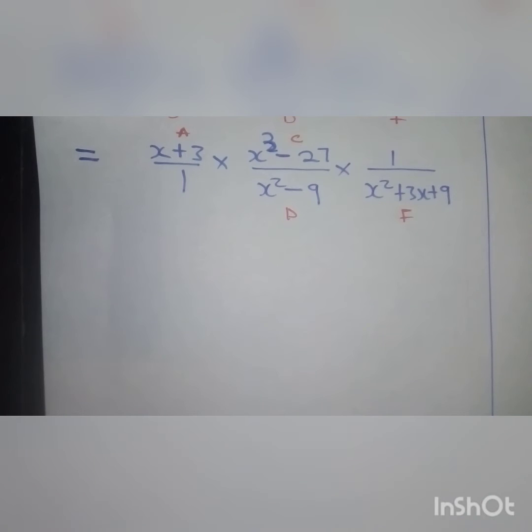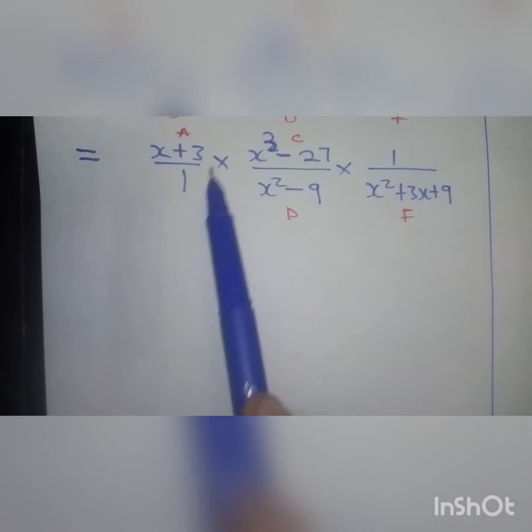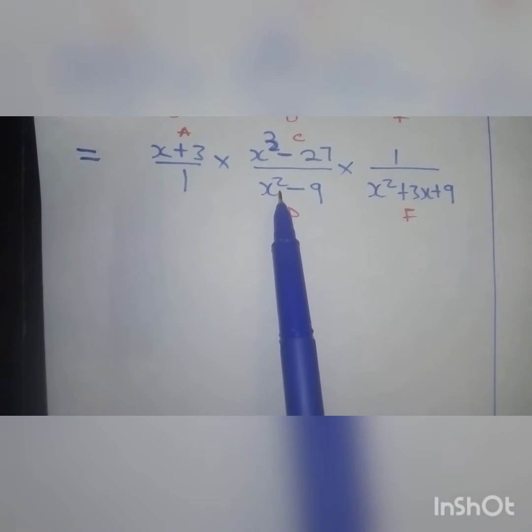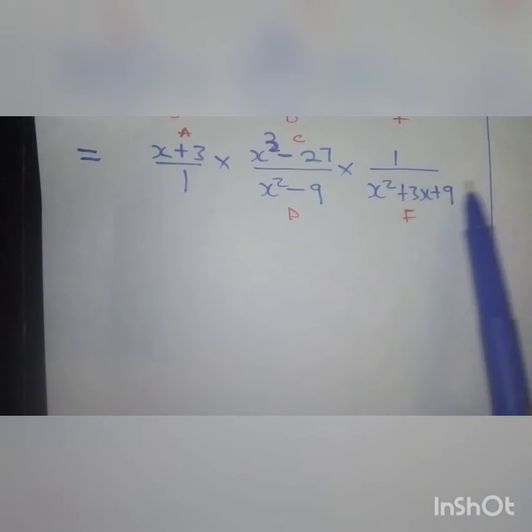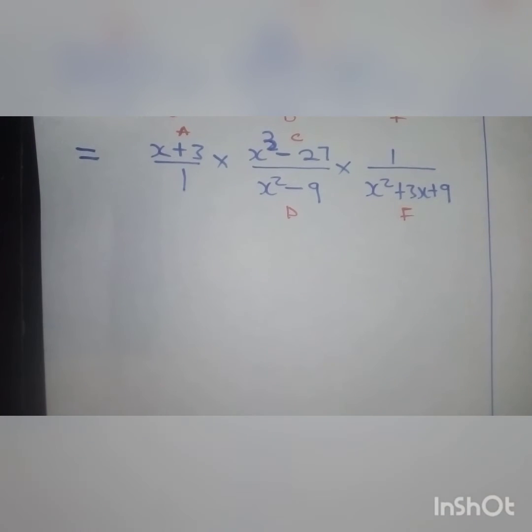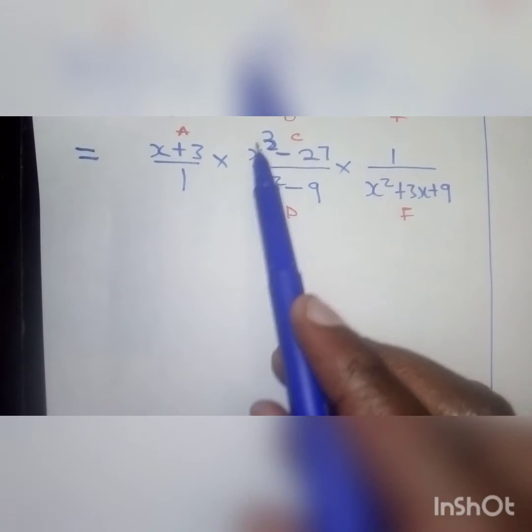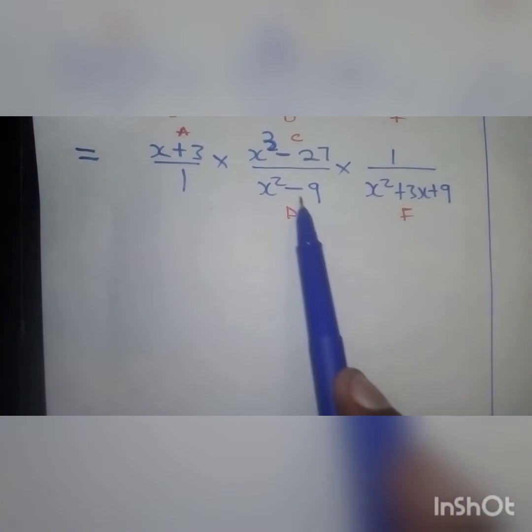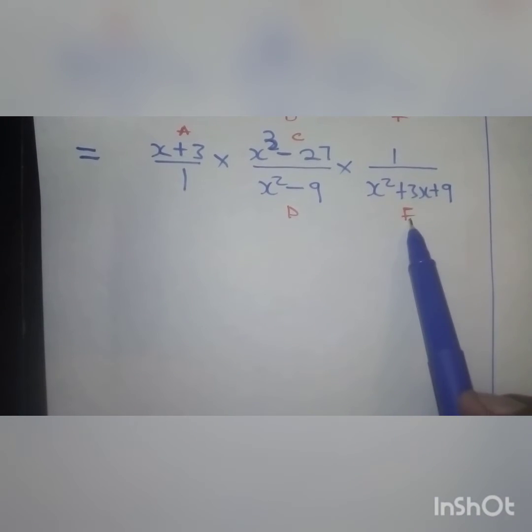So if we continue our expression, we are left with x plus 3 over 1 multiplied by x cube minus 27 over x squared minus 9 multiplied by 1 over x squared plus 3x plus 9. If we analyze our expression, we can see that the numerator C, we can factorize it. The denominator D, we can factorize it. What about the denominator F? Can we factorize it?